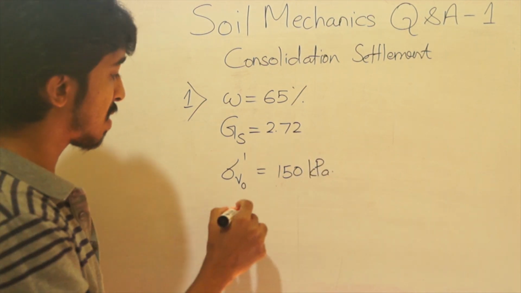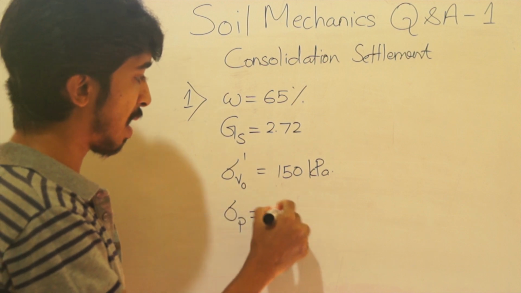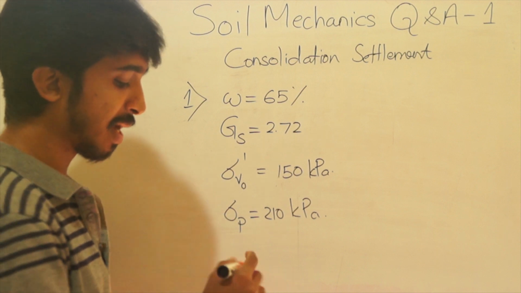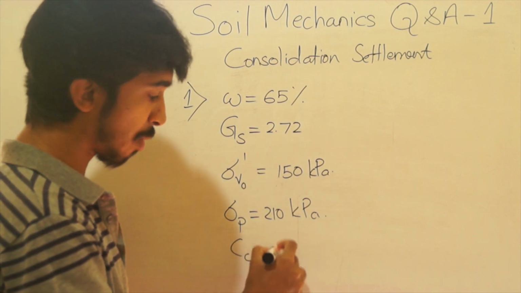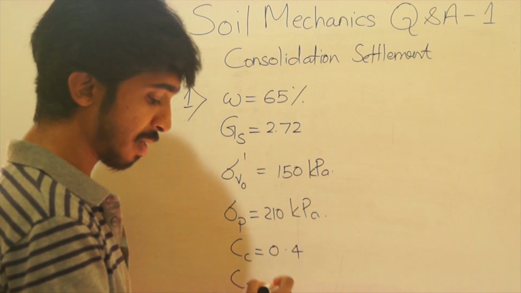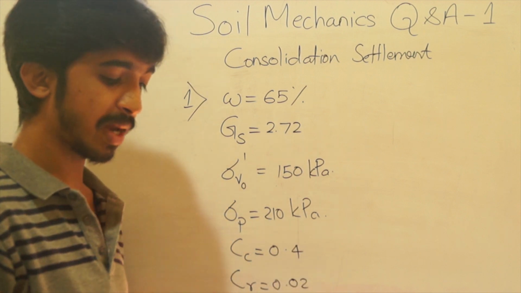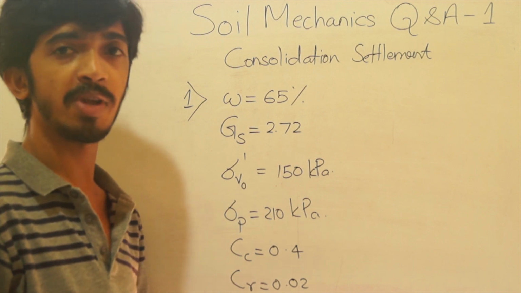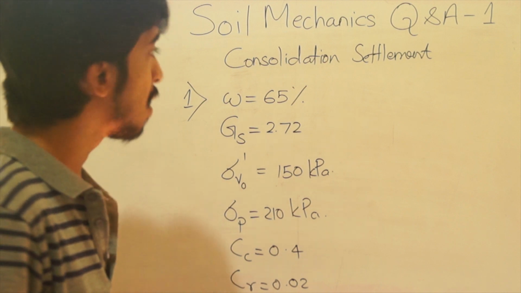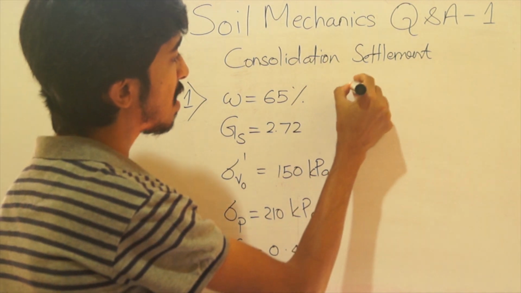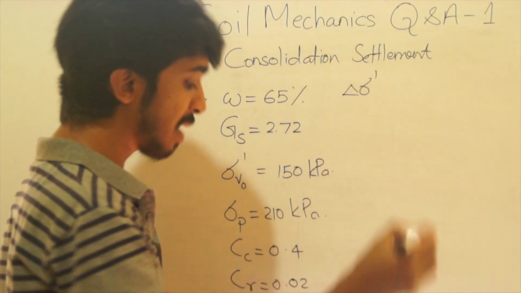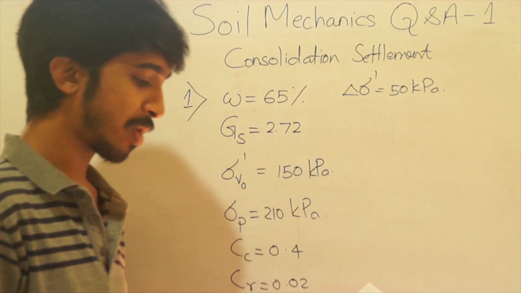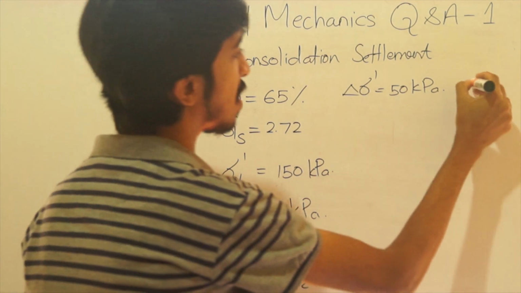The pre-consolidation pressure, sigma P dash, is given as 210 kilopascal, and the compression index CC is 0.4 and the CR is 0.02. So these are the data given. Determine the resulting void ratio due to the load increment of 50 kilopascal. The first part is the load increment, delta sigma dash, is 50 kilopascal, and they want us to find the resulting void ratio, so that is the EF.